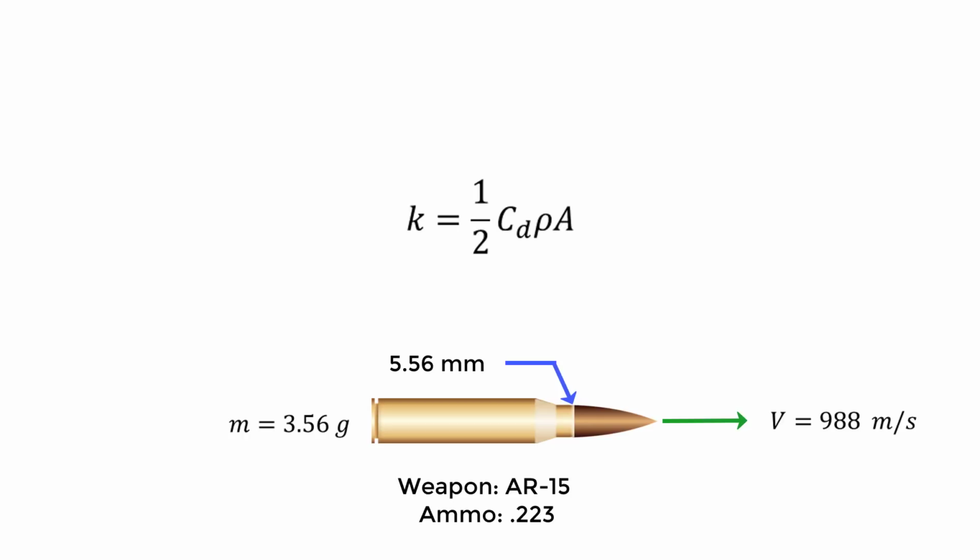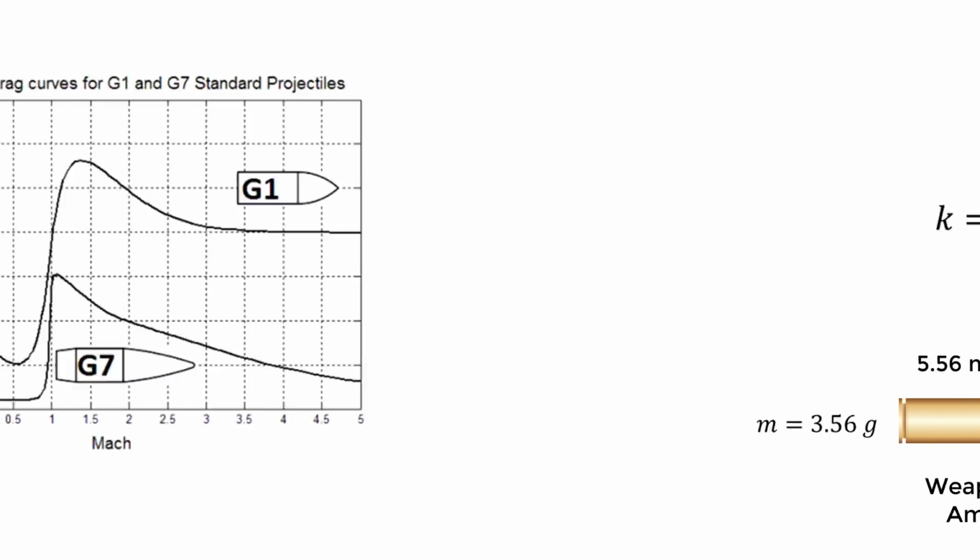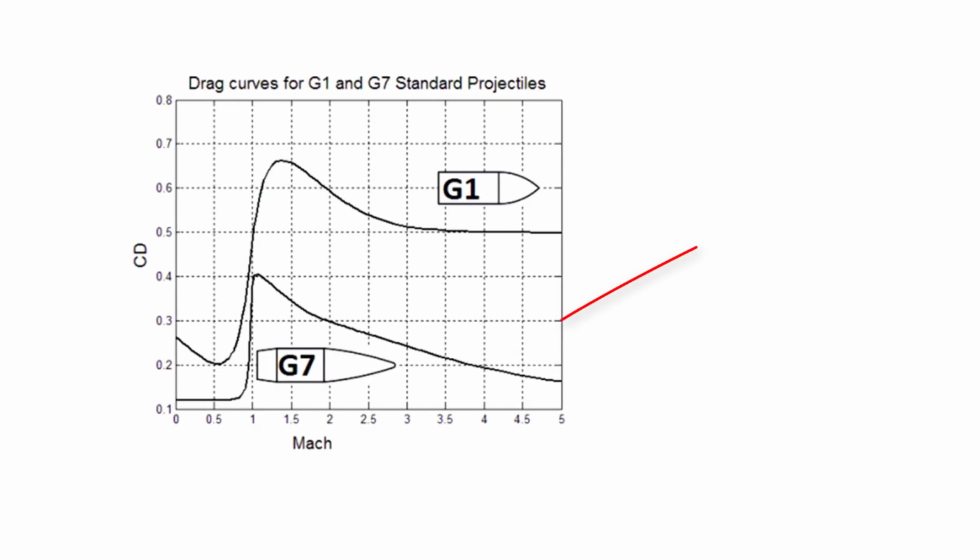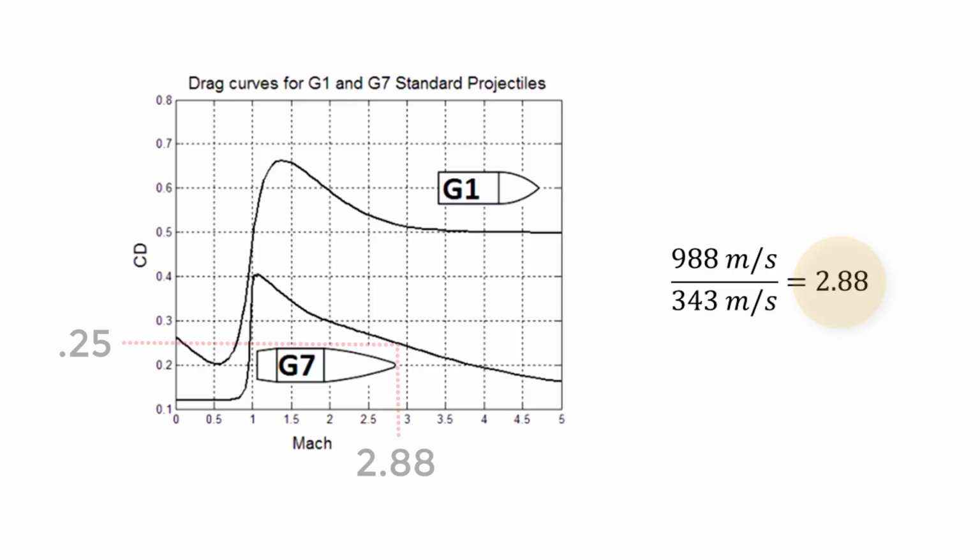So we'll go ahead and use the diameter of the bullet to calculate the circular cross-sectional area. For the drag coefficient, we will need to reference the G7 projectile curve, which is commonly used in ballistics for estimating drag coefficients for standard high-speed projectiles like bullets. Since the muzzle velocity is 988 meters per second and the speed of sound is 343 meters per second, we can calculate the Mach number, plot it on the drag curve, and then find the intersection value to determine the drag coefficient of the bullet, which comes out to be 0.25, so we'll go ahead and throw that into our expression for K.